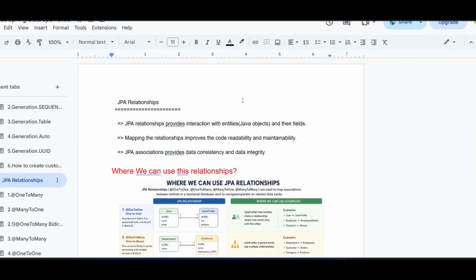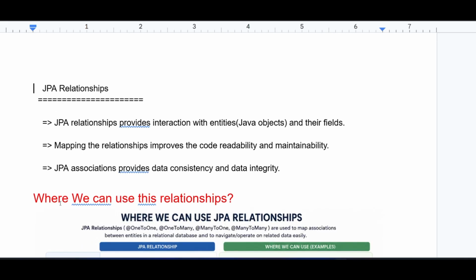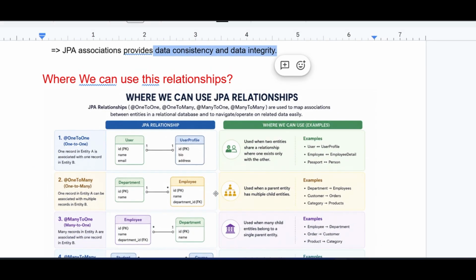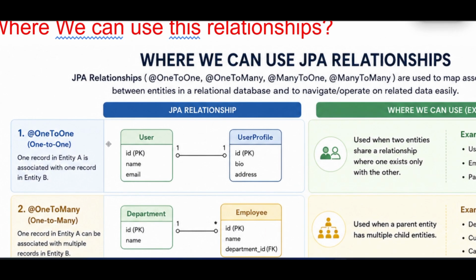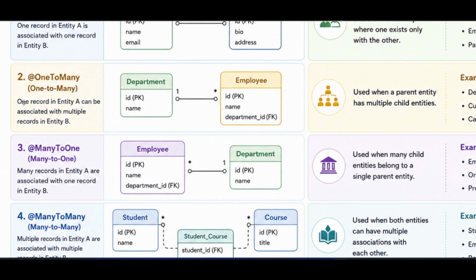JPA relations provide interaction between entities, Java objects, and their fields. Why do we have to use it? For data consistency and integrity. Here you can identify one record in entity A is associated with one record in entity B. One to many: one record... Okay, let's understand it deeply.